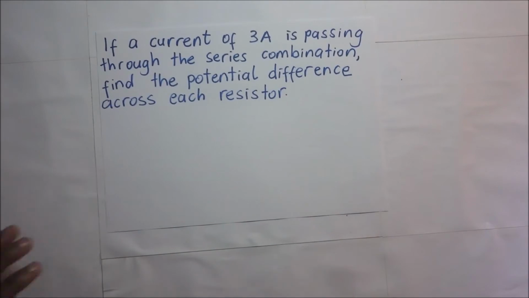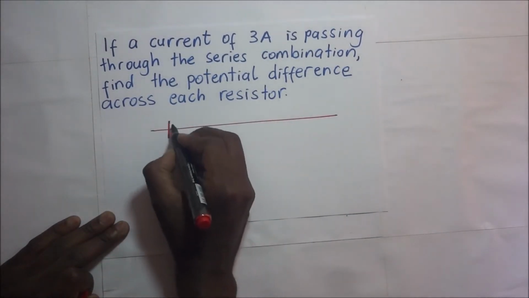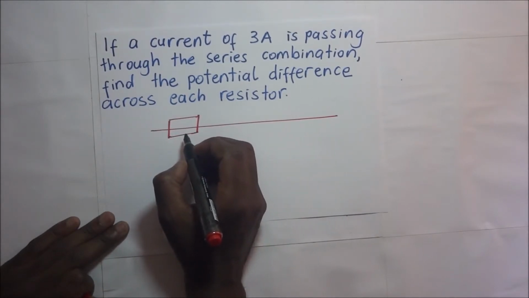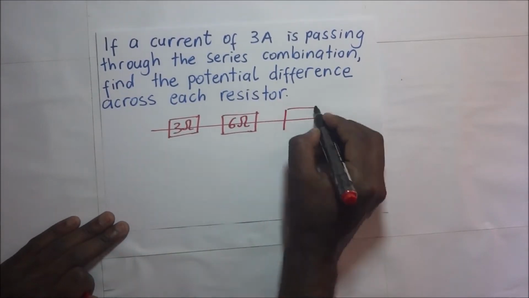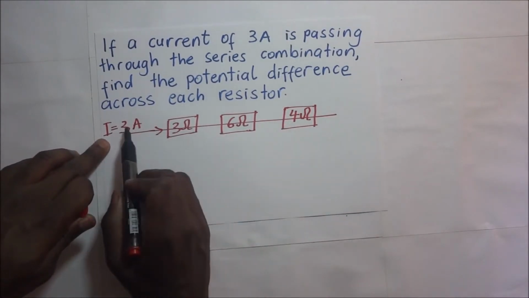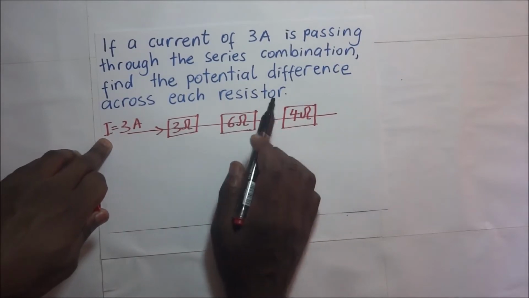Right here we're having that if a current of 3 amperes is passing through the series combination, find the potential difference across this resistor. Now in our previous number, this is what we had done. Of course, if I am to redraw the sketch I drew in the previous number, the question says that the current going through here is 3 amperes, going through all these 3 resistors. So what's the potential difference across each resistor?